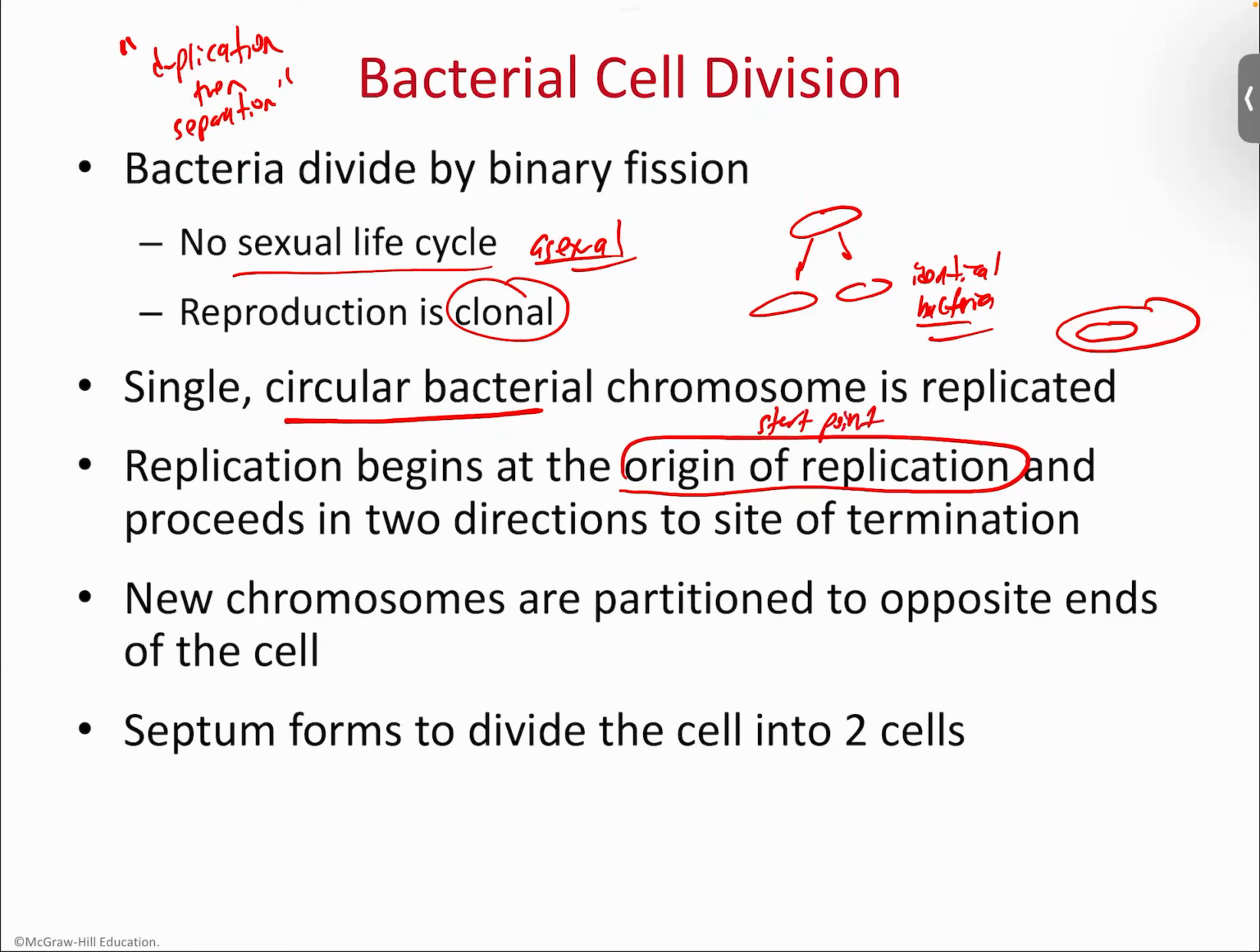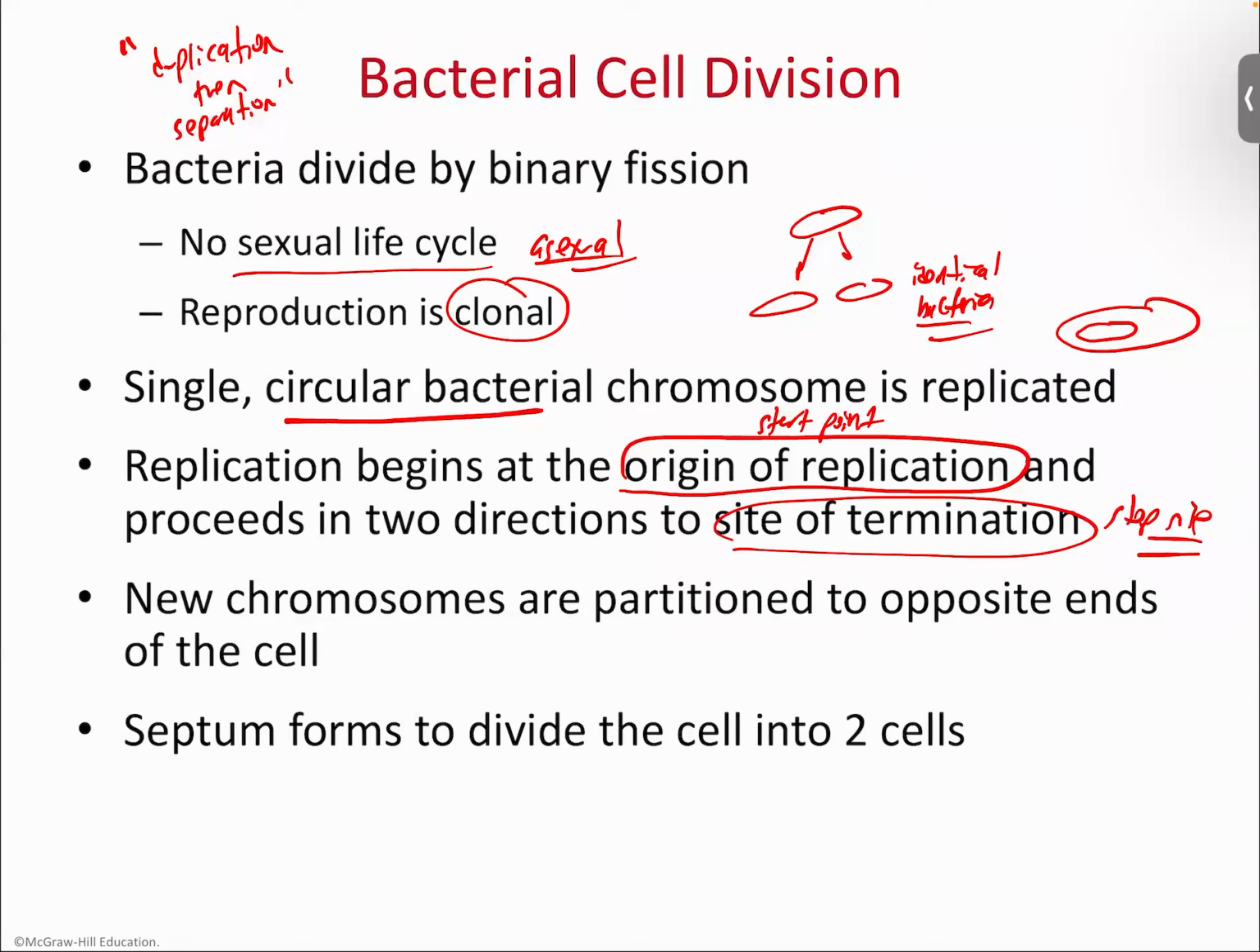It's a definable point or place in the DNA that will basically tell the replication proteins and enzymes to start here. It's like a big flag: start here for replication. Now, bacteria also have something else. They've also got a site of termination, so it's a stop site.